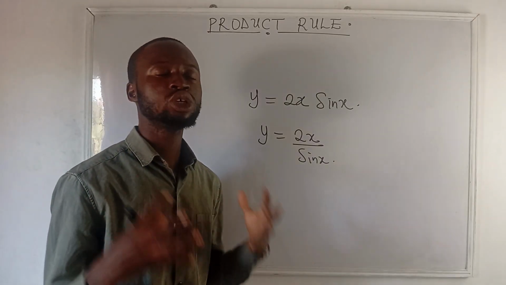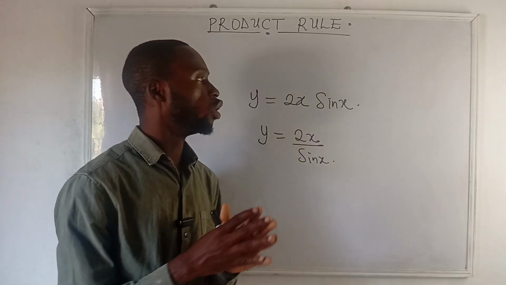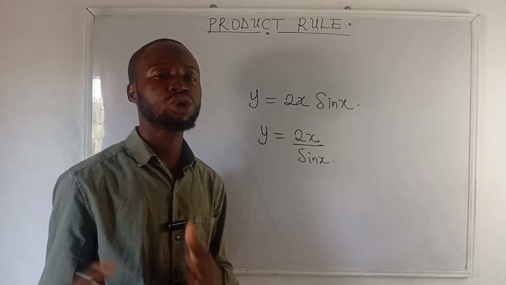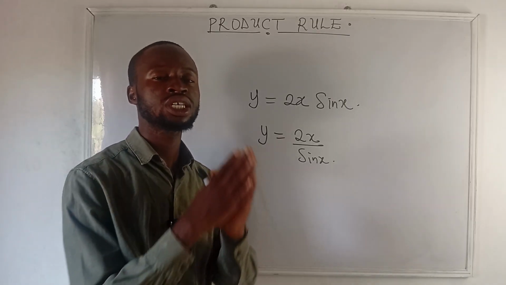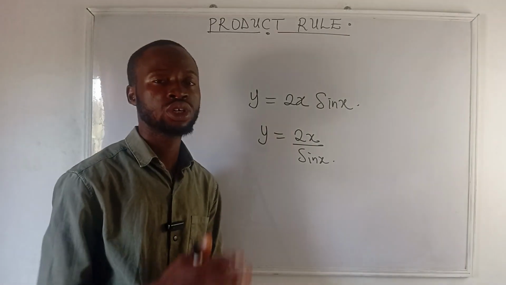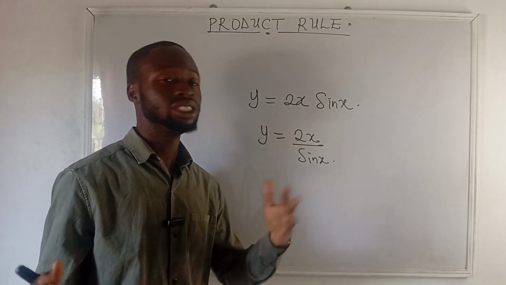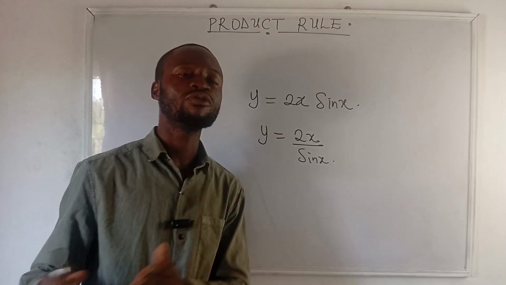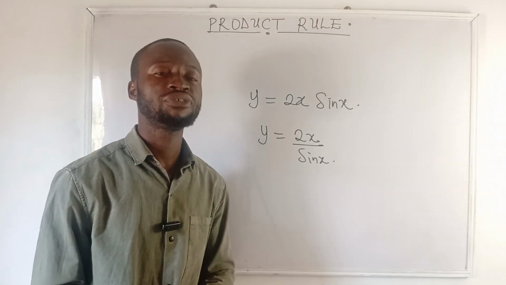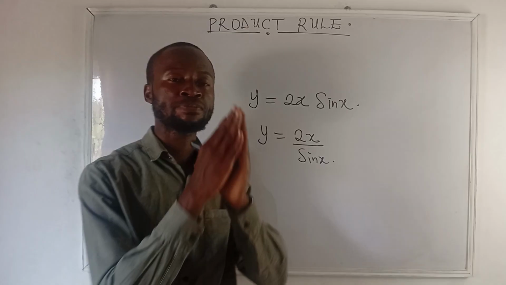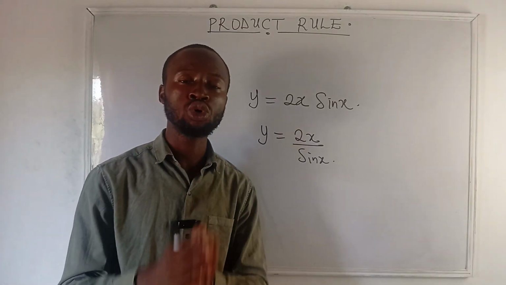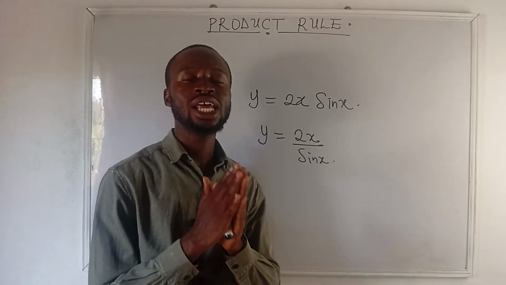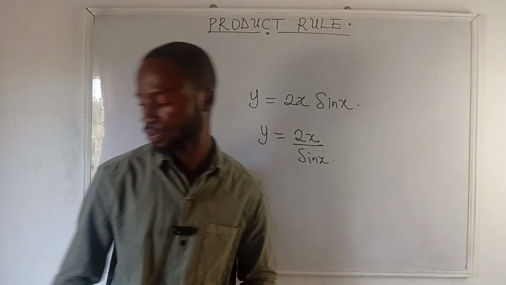So when I am looking for product rule, I first check the question. What does the question say? Does the question say it is a product of two functions, or is it a division of two functions, or is it a function of a function? So I need to first categorize my question into product or quotient or function of a function. Is that understood? So let's go into the formula for product rule.